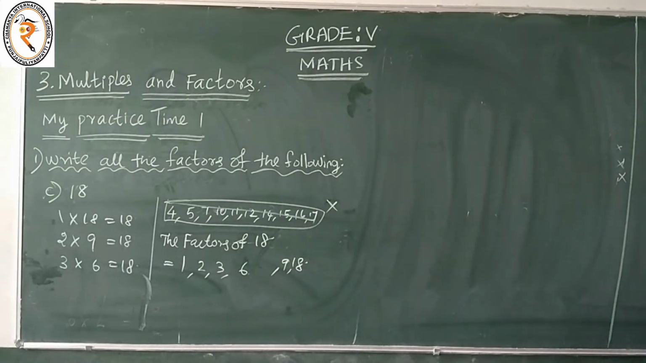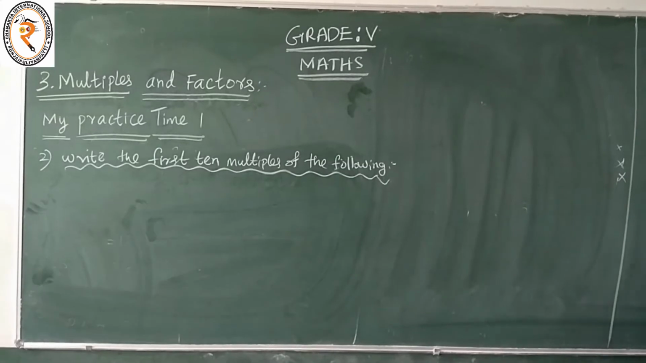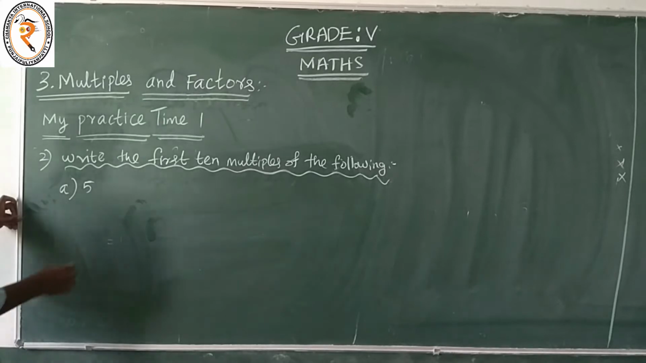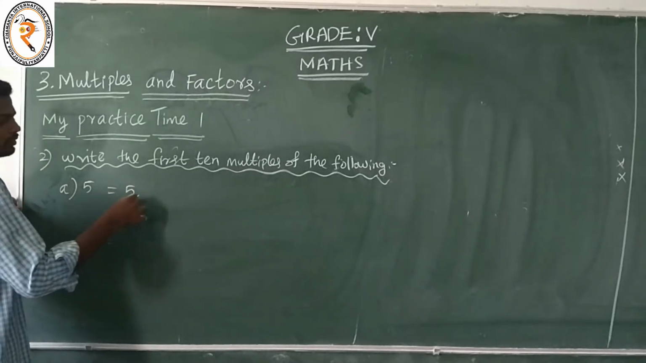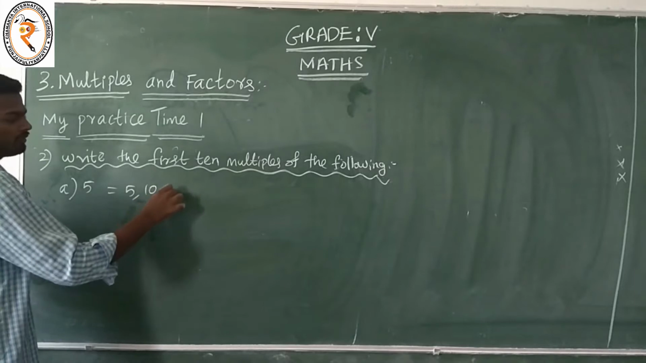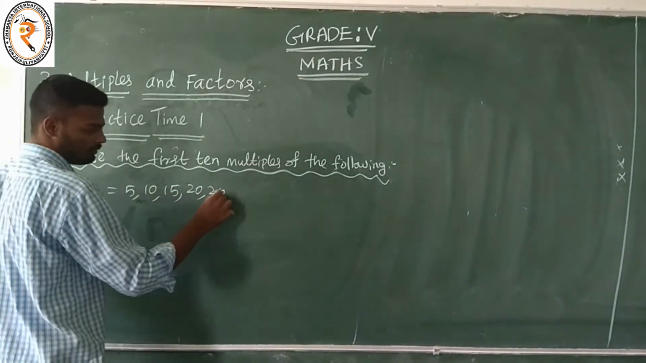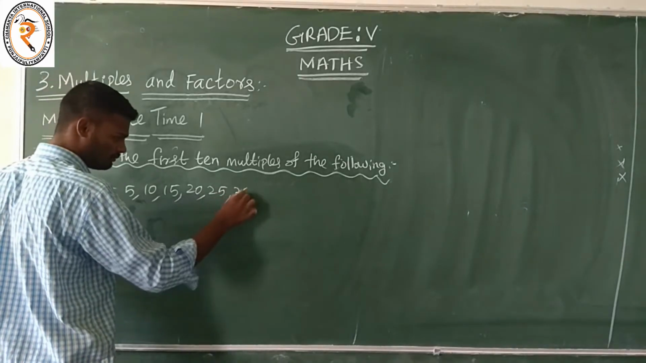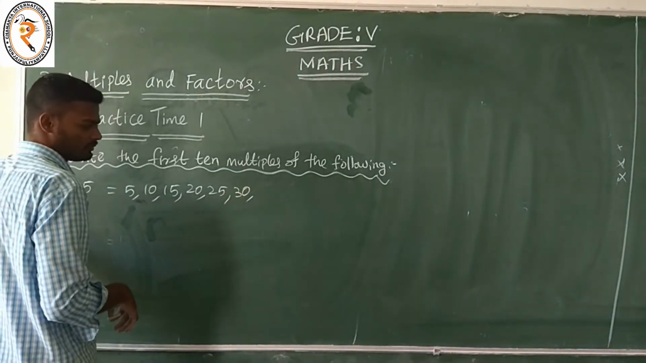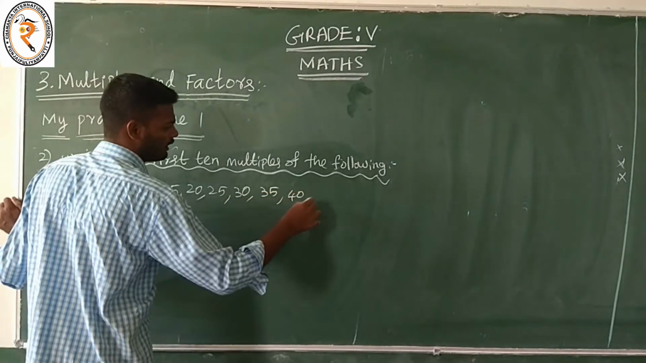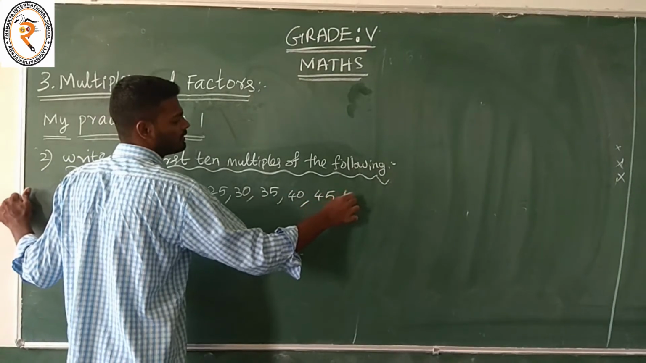Second question. Write the first 10 multiples of the following. Question A: 5. The first 10 multiples of 5: 1 five is 5, 2 fives are 10, 3 fives are 15, 4 fives are 20, 5 fives are 25, 6 fives are 30, 7 fives are 35, 8 fives are 40, 9 fives are 45, 10 fives are 50.